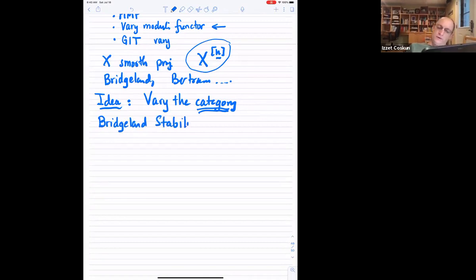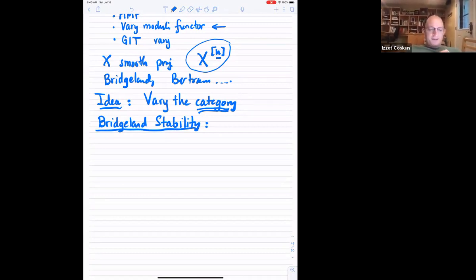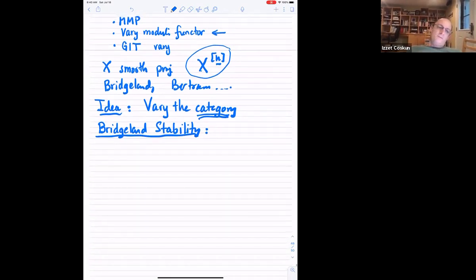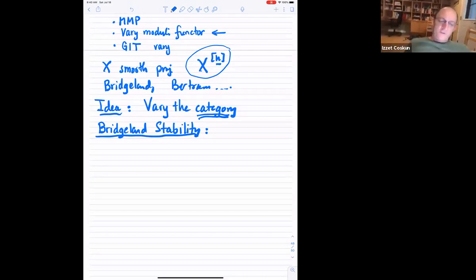Again, I'm not going to do all the details or complete definitions here. I'll just highlight some properties and some things that come into play. But the way I want to motivate this is as a way of constructing birational models, as a way of varying the functor. The underlying idea is that the one thing you can still vary is the category.